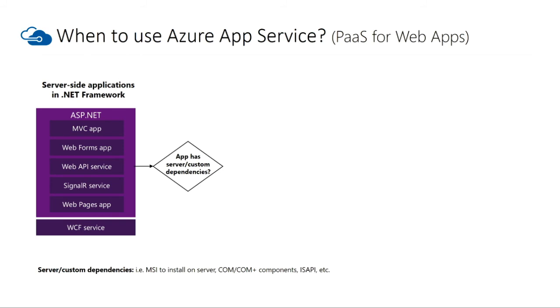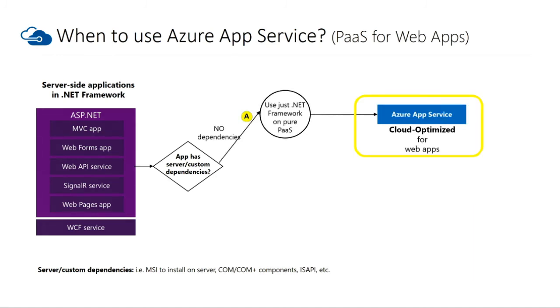The only catch with Azure App Service is that you need to ask yourself this question: does your app have any custom dependencies? Does something need to be installed on those machines? Do you need to be able to SSH to that box and do something there? If the answer is no, then you can go ahead and use App Service. The only condition is that it depends on pure System.Web or pure .NET Framework. Other than that, this is a great solution for you.